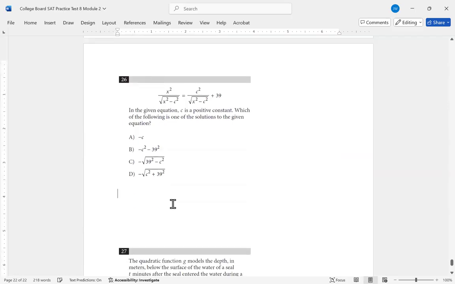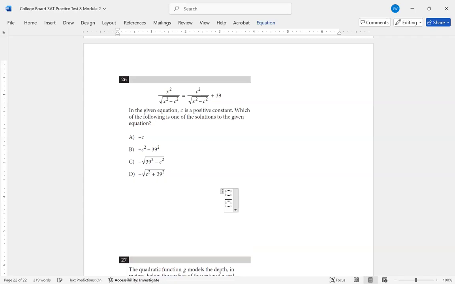Question 26. In the given equation, c is a positive constant. Which of the following is one of the solutions to the given equation? And then it gives us a few options. Now, in this case, again, you could try to plug in these things for x, but it becomes very difficult quickly, especially when you get into these difficult operations. So instead, I'm going to solve this equation by using algebraic techniques.